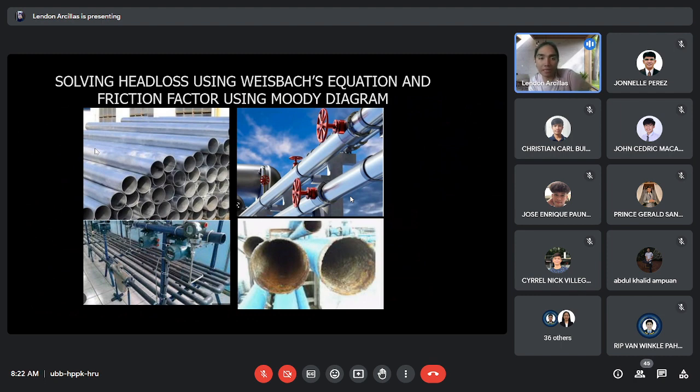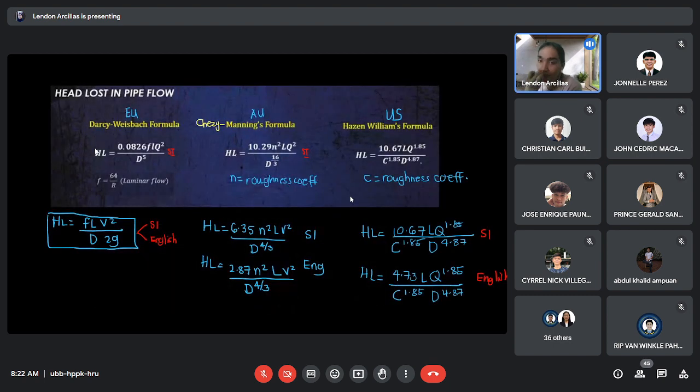So solving head loss using Weisbach equation and friction factor using Moody diagram. So binabalik ko tong formula. Again, yung kanina, magdedepende yung value o yung formula mo if you're using F, you're using N and C, ito yung magiging formula. Dami siya, di ba? So, this formula can also be written as 0.0826 FLQ squared in SI. And ito yung derivation niya.